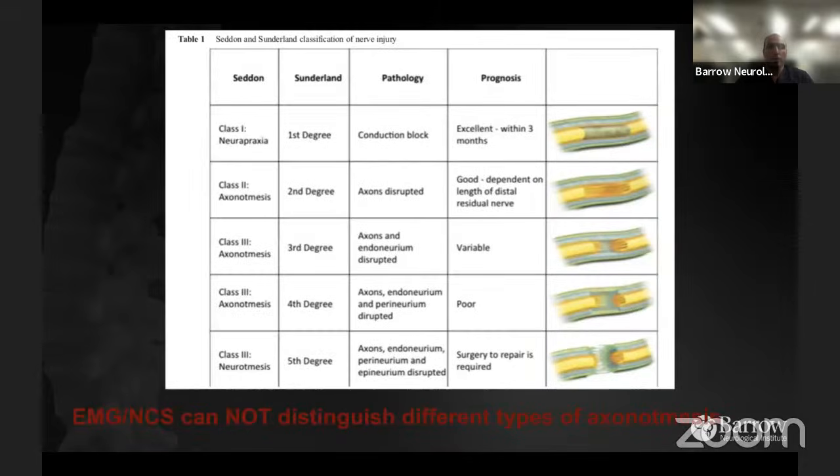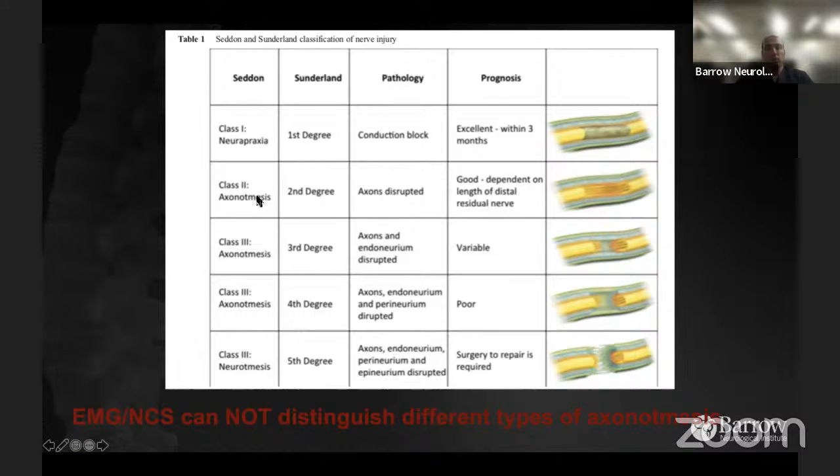And the authors have a table that summarizes this very nicely. So on the left, the Seddon classification is essentially 3 types: neurapraxia, axonotmesis, and neurotmesis. Sunderland's first degree is equivalent to neurapraxia. That is a conduction block with excellent prognosis due to the fact that axons are not disrupted, only the myelin sheath is disrupted. These patients have excellent prognosis, especially at 3 months.